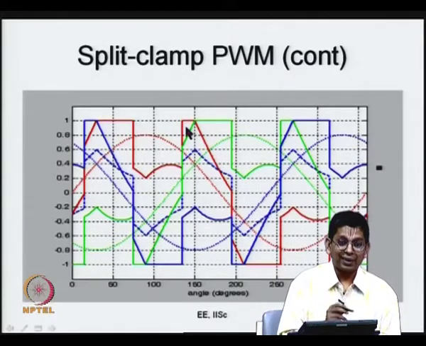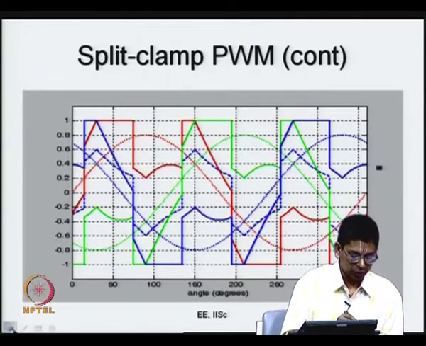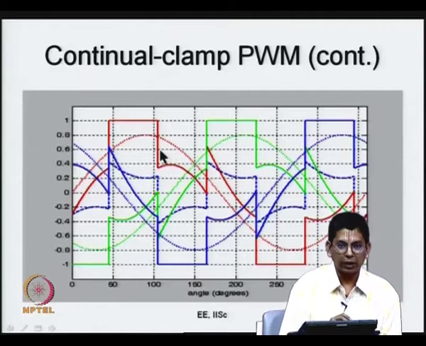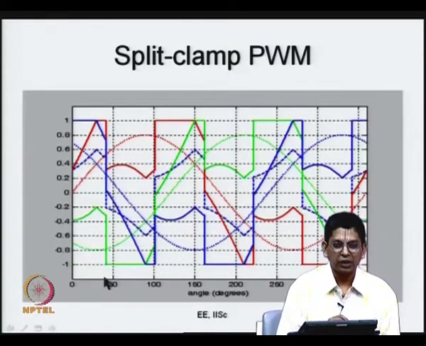So, the split clamp PWM has been found to be more advantageous than continual clamp PWM in terms of harmonic distortion, which we will see in later lectures when we go into analysis of current ripple. Take any of the continual clamp PWM methods and any of the split clamp PWM methods, and you will find that the split clamp PWM method results in a lower harmonic distortion than the continual clamp. That is one advantage.